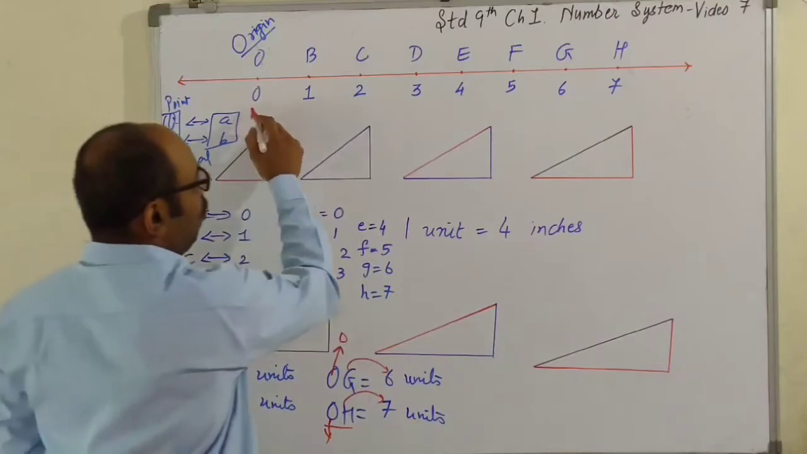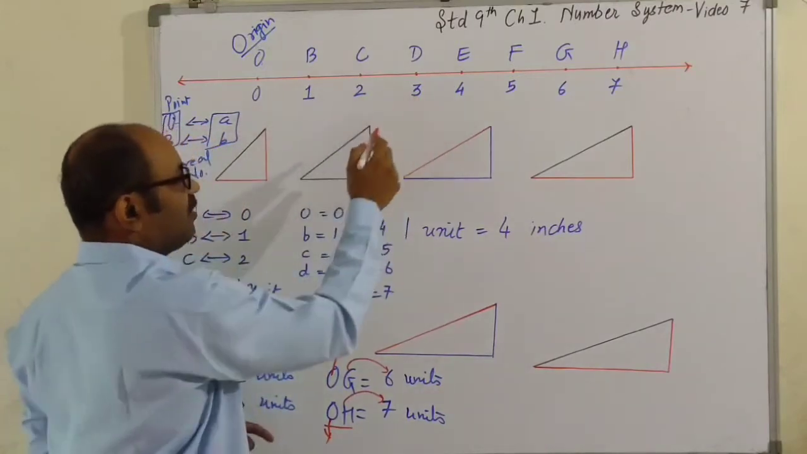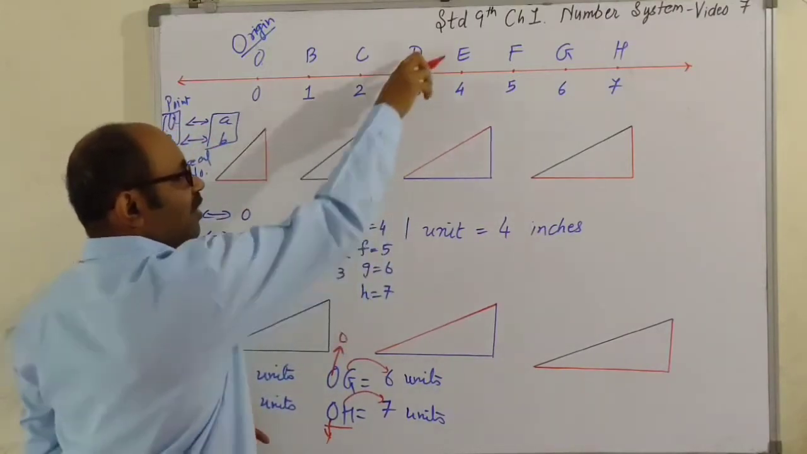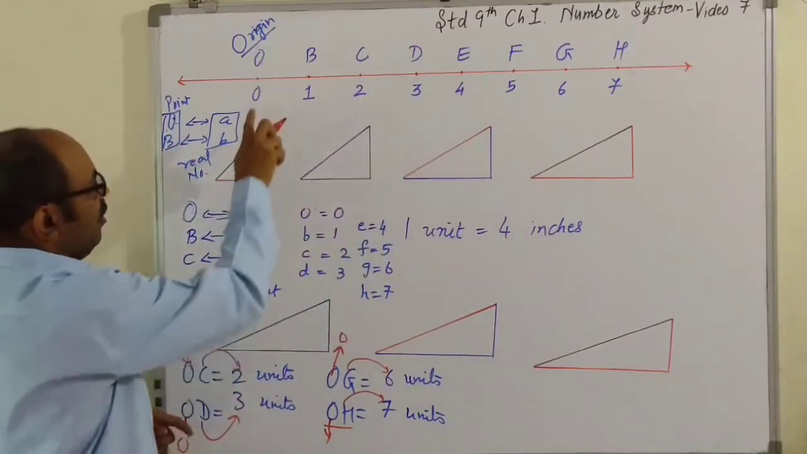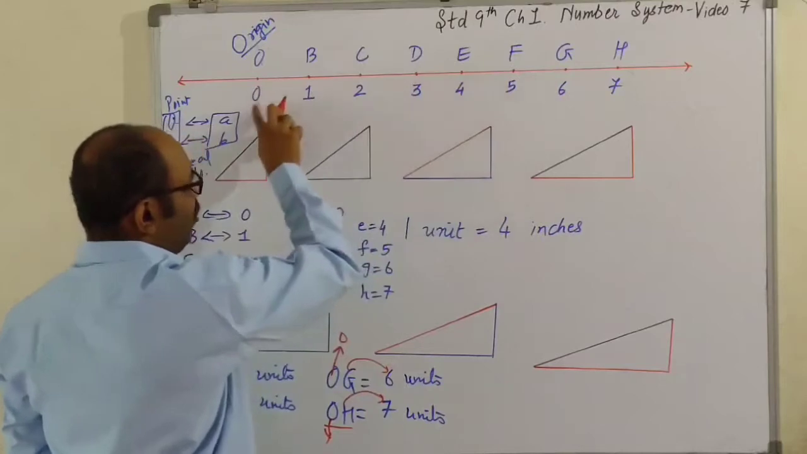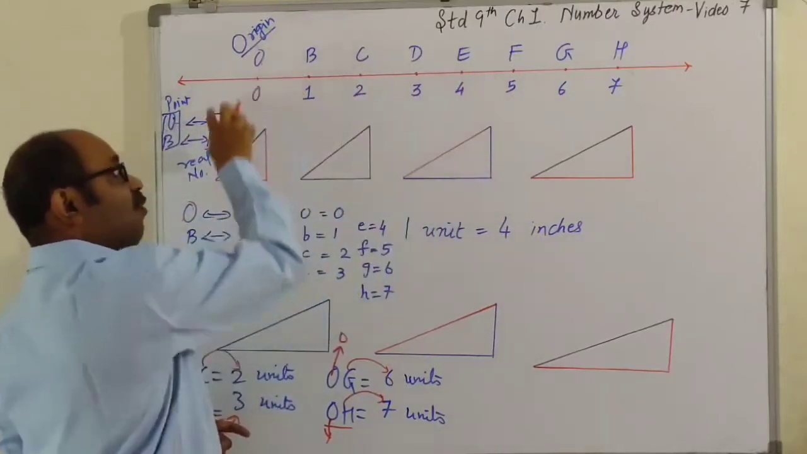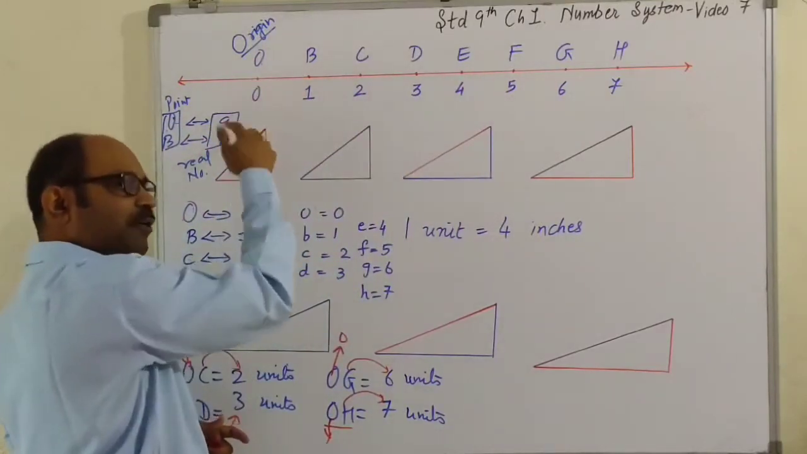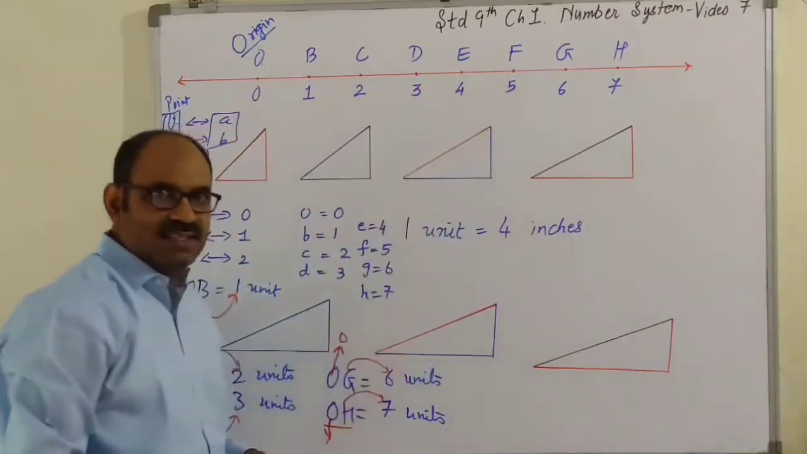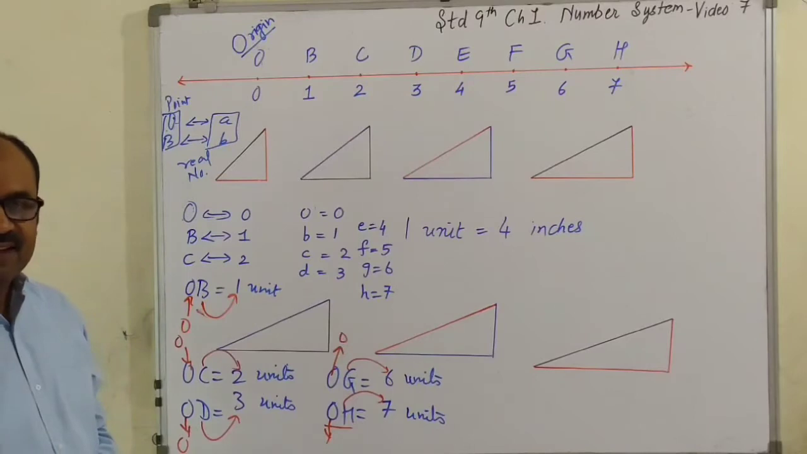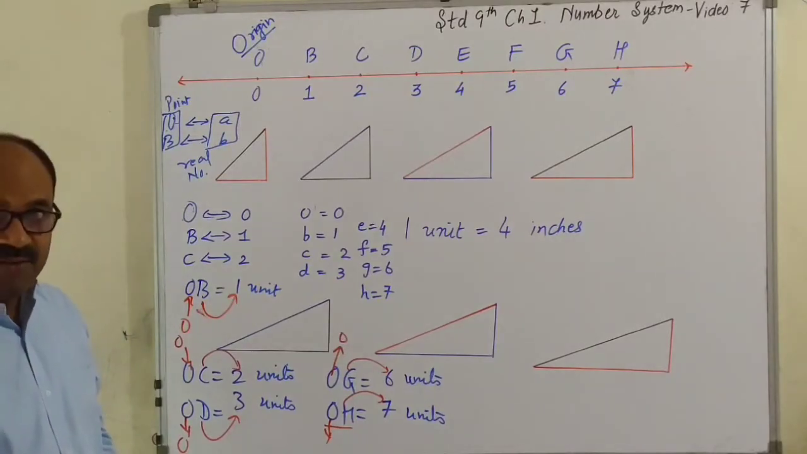If I say OD is 3 units and O is origin, then 3 corresponds to D. If OF is 5 units, as you see, and if O is origin and the number corresponding to origin is always 0, then F is 5. The number corresponding to F is 5.